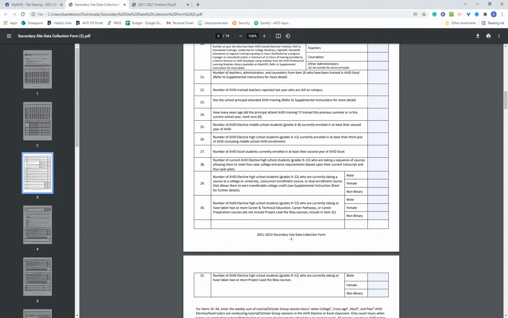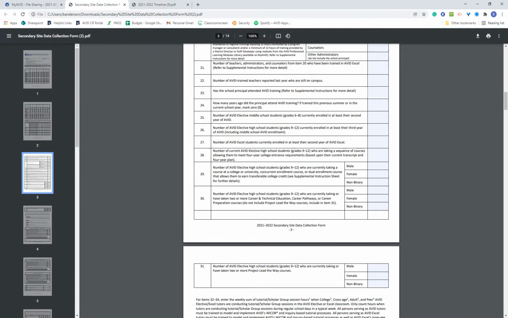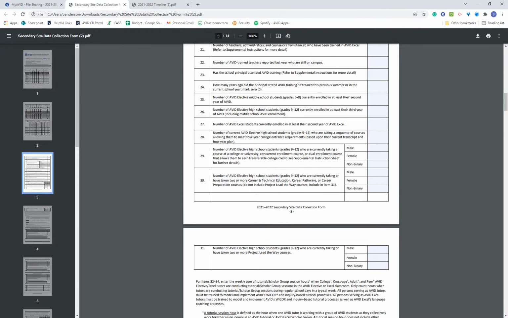Then we're looking at people who have been continuously enrolled in AVID. So if they have been able to do it for 2 years or 3 years, as well as AVID Excel. And then we're getting into coursework, starting in question 28. So this one is the number of AVID elective students who are on track who have taken coursework that allows them to meet four-year college entrance requirements.